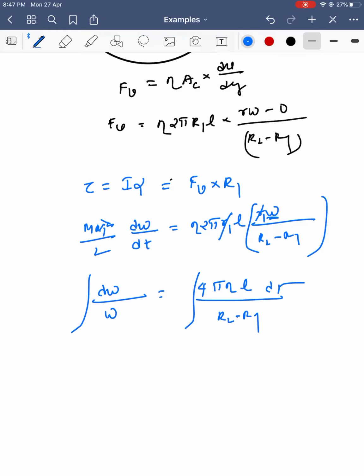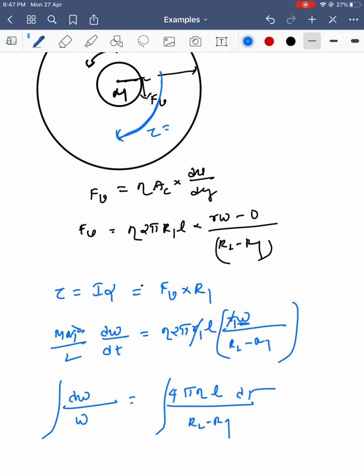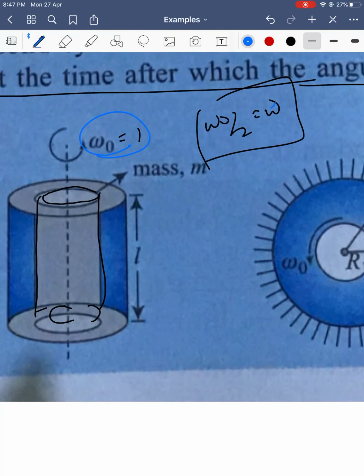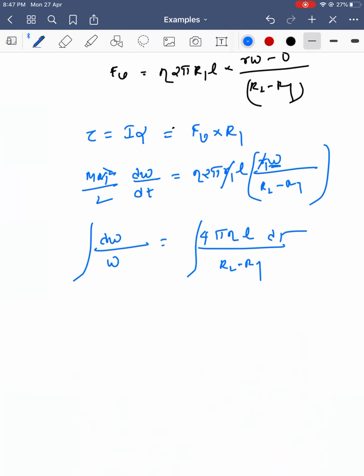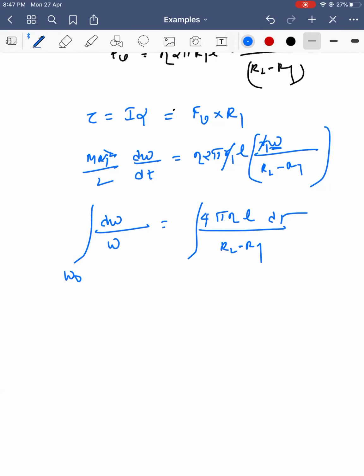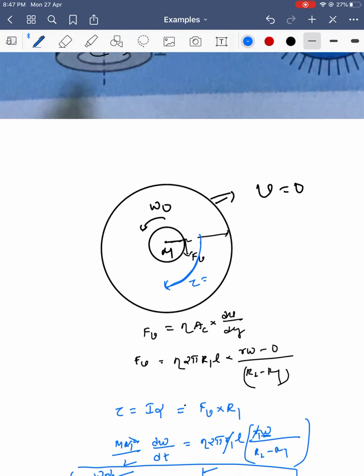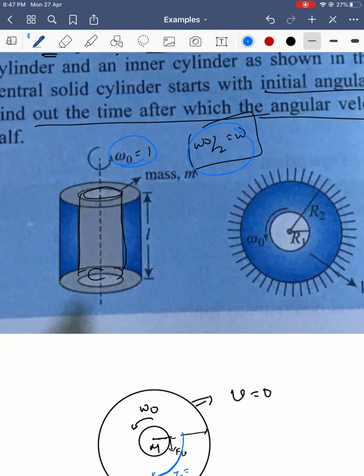Do the integration. Integration varies from where to where? Initially what is the angular velocity? Initial angular velocity is omega naught, and finally it becomes omega naught by 2. So substitute the limits omega naught to omega naught by 2 and 0 to time t. Substitute the limits, you will get the time after which the angular velocity of the cylinder comes to half of the initial angular velocity. Thank you.